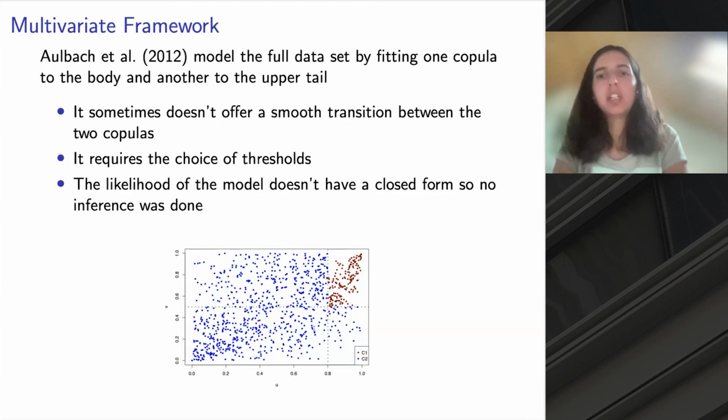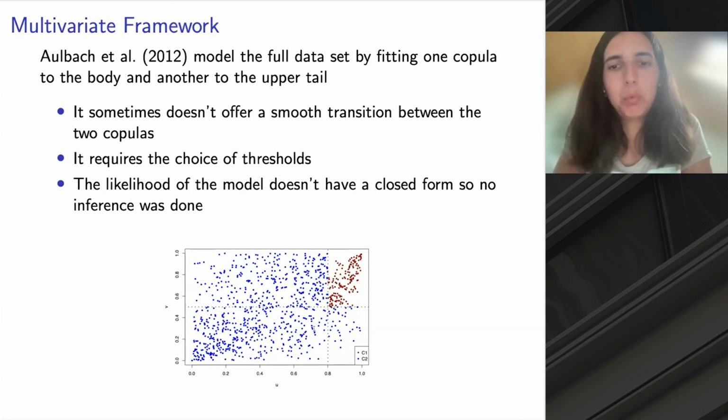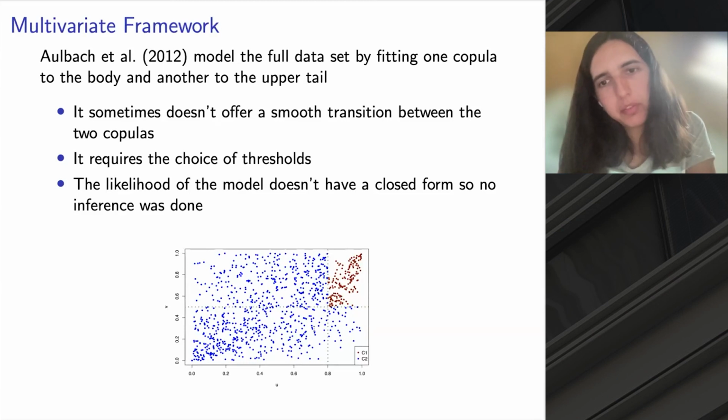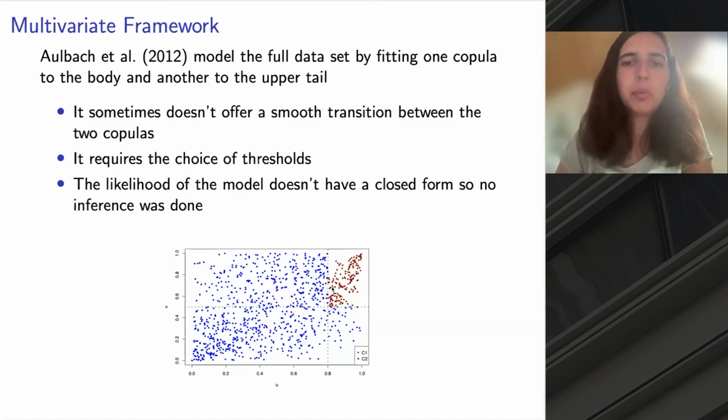We defined two thresholds, one at 0.8 and one at 0.5, and above these thresholds we fitted the copula to the tail. And we can see at the limit of these thresholds there is a clear step between the two copulas. So it requires the choice of thresholds, as I said. And in the paper, they don't perform an inference because the likelihood of the model doesn't have a closed form.